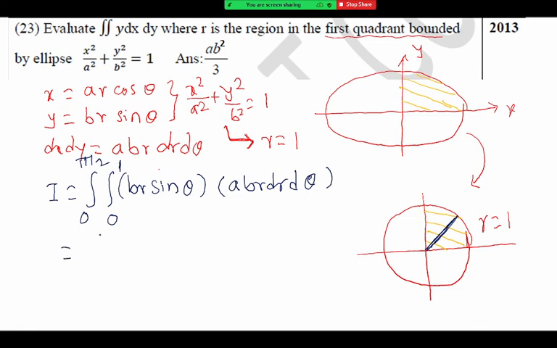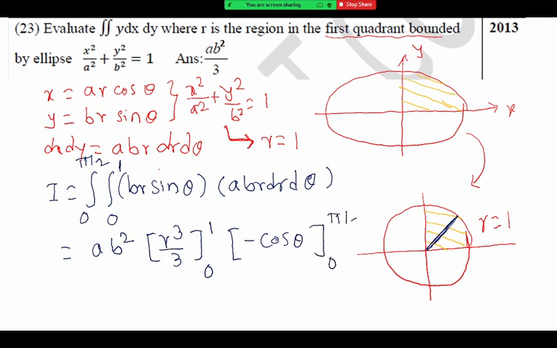You will observe that these things are constant. This a b is constant, so a b squared comes out. r into r is r squared, so the integral of r squared is r cubed by 3, with limits 0 to 1. Then the integral of sine theta is minus cos theta, with limits 0 to pi by 2. I did all the integration. Why is it possible? Because all limits are constant. So a b squared, this is 1 by 3 only. What is the value of cos pi by 2? It is 0. Cos 0 is 1. So minus, plus 1. So the answer is a b squared by 3, the value of the integral.